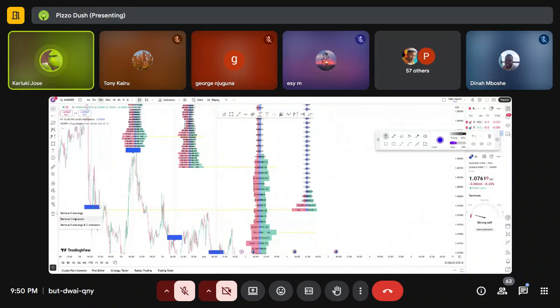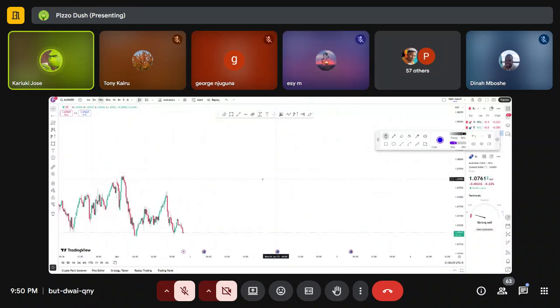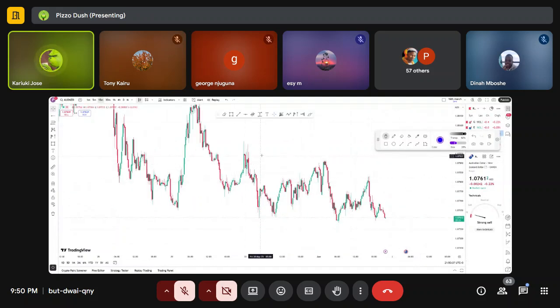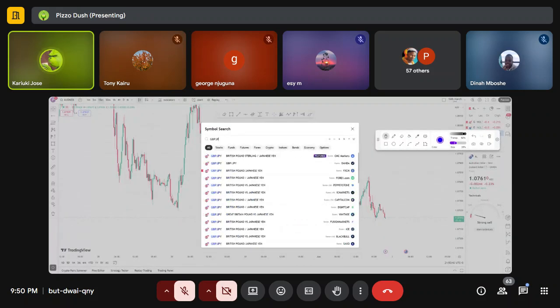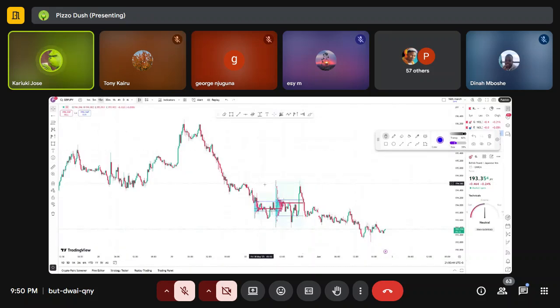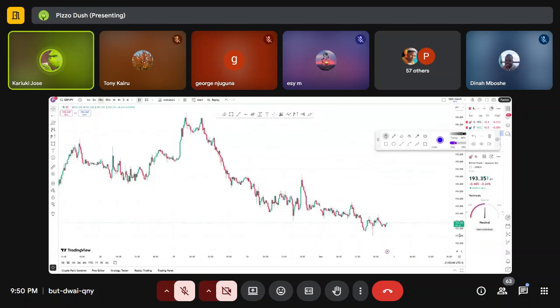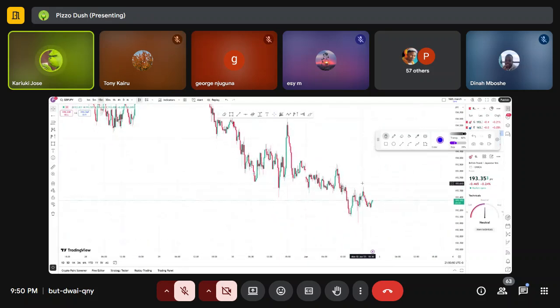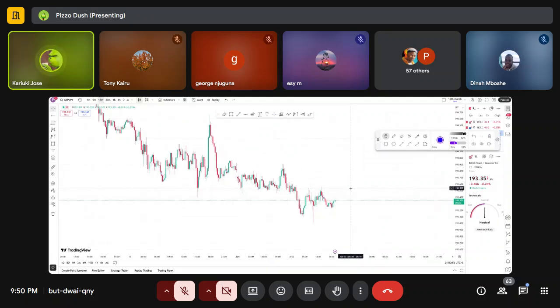So after hapa hivi nataka tufanye Fibonacci. So very important tool once more. So Fibonacci mostly inatumika kuambia watu where possible reversals are going to happen. So mostly inakuwa for reversals. So that's why inaitwa Fibonacci retracement. So mostly inatumika kutafuta retracement.